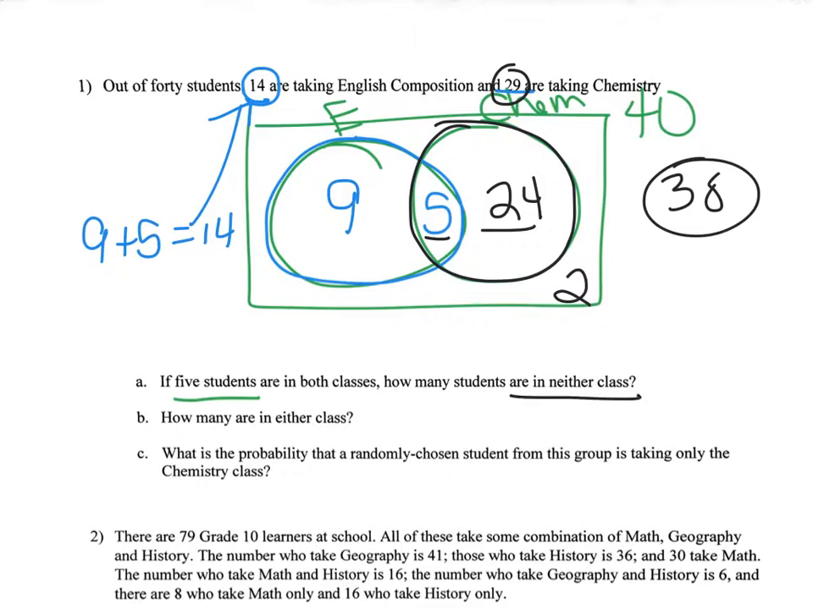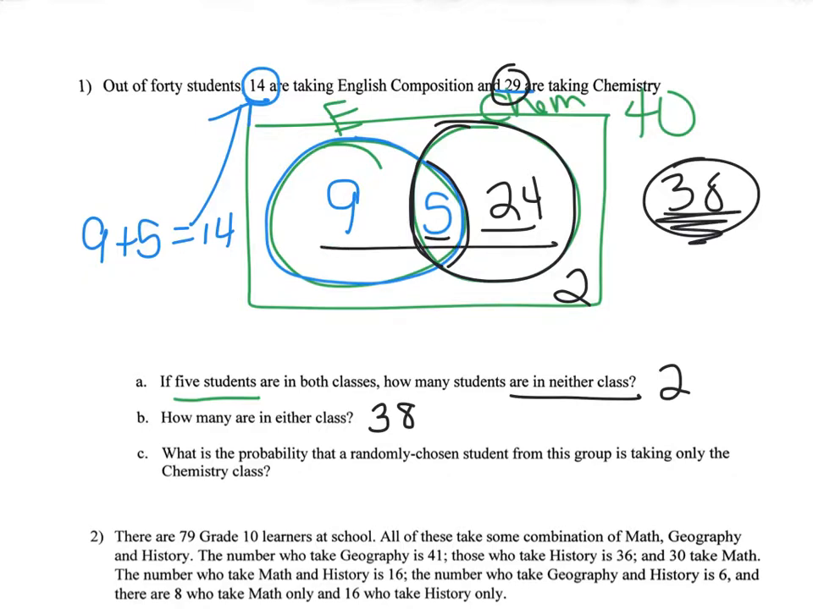So how many students are in neither class? That would be 2. How many students are in either class? So that means they are taking either class. So there's 38. That's the or. There could be either in English or chemistry. So that's 38 total. If we add all these 3 together, we get 38 total.